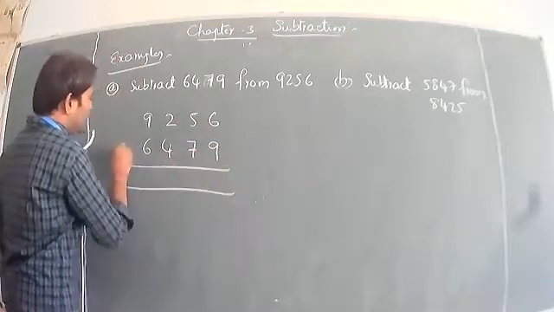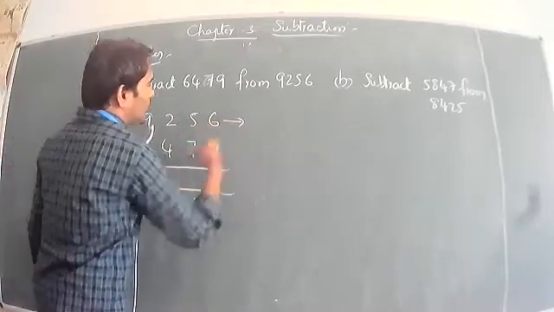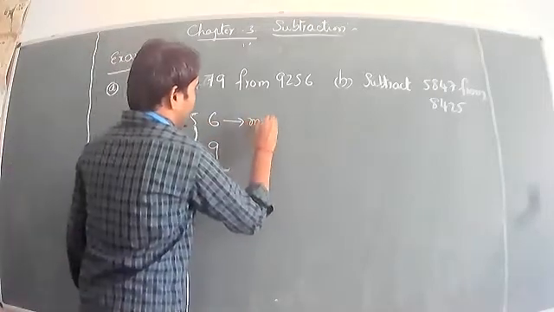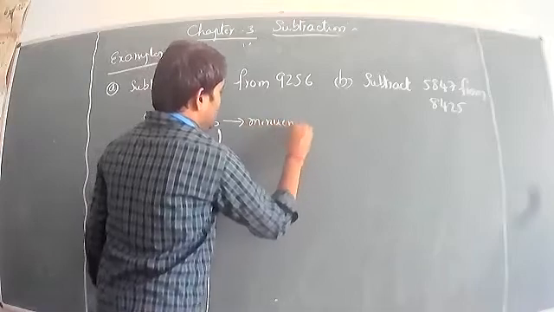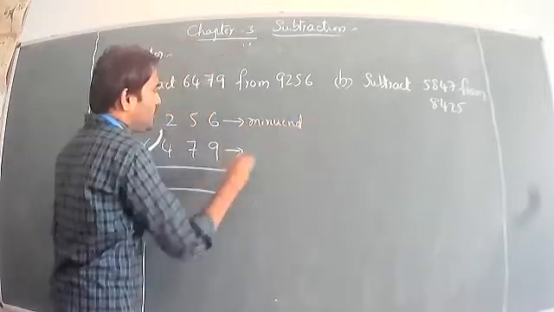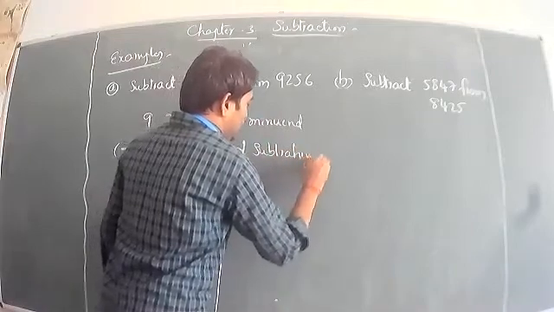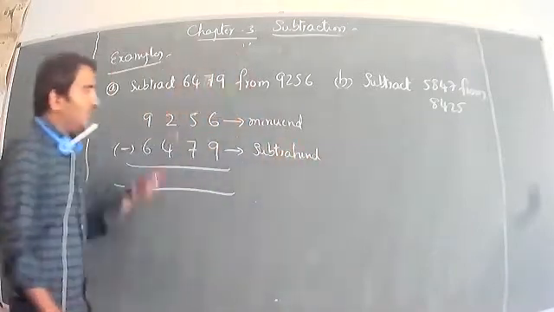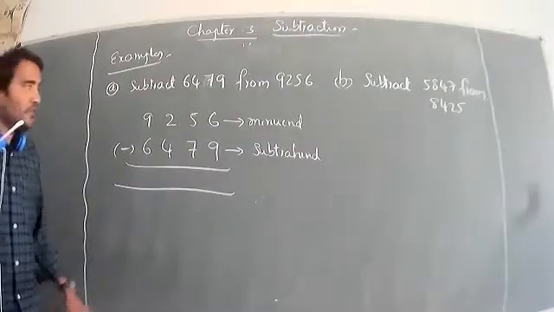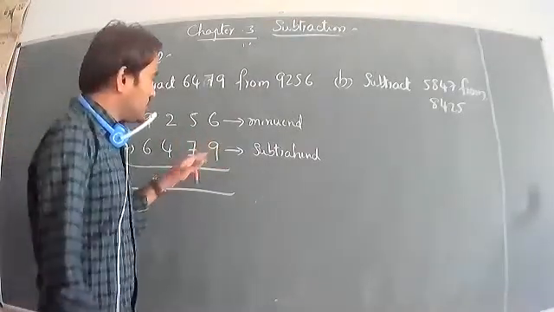Okay, now what is it? This one is called the minuend, and this one is called the subtrahend. So your subtraction order is always this way. The minuend is the bigger value, the subtrahend is the smaller value.